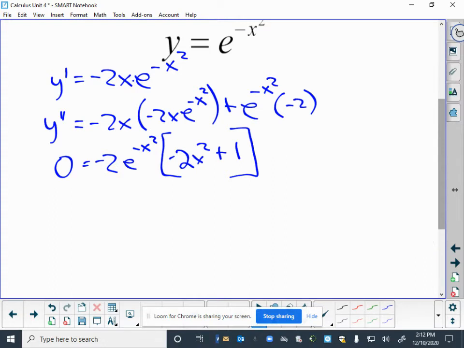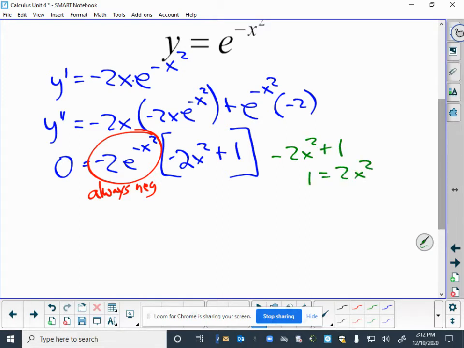This out in front here, I can pretty much ignore. This is always negative, because the e to the negative x squared is always positive, and when we multiply by the negative 2, we're going to get that. So our focus is going to be on the negative 2x squared plus 1, which is going to happen where 1 is equal to 2x squared, or x squared is a half, or x is plus or minus root 2 over 2 when we've done our simplification.